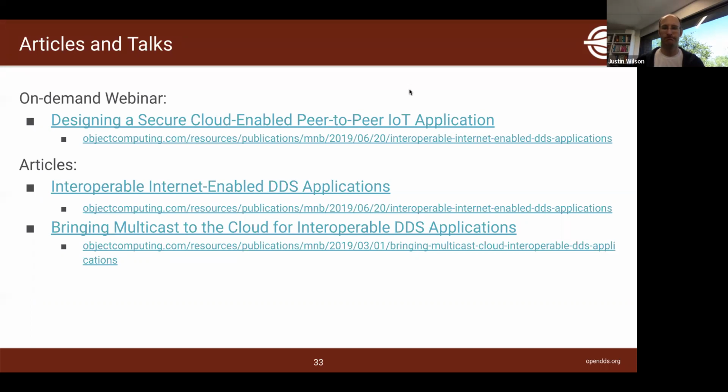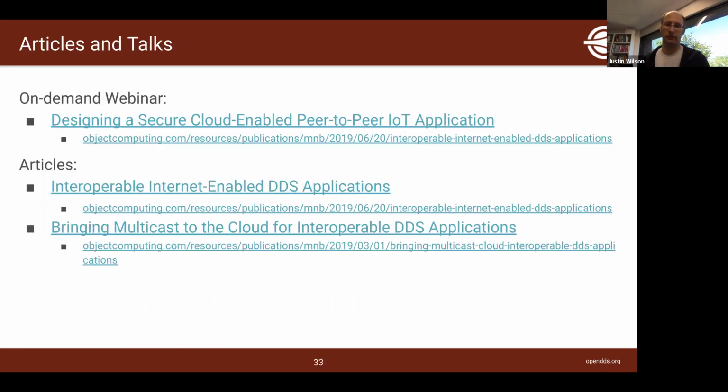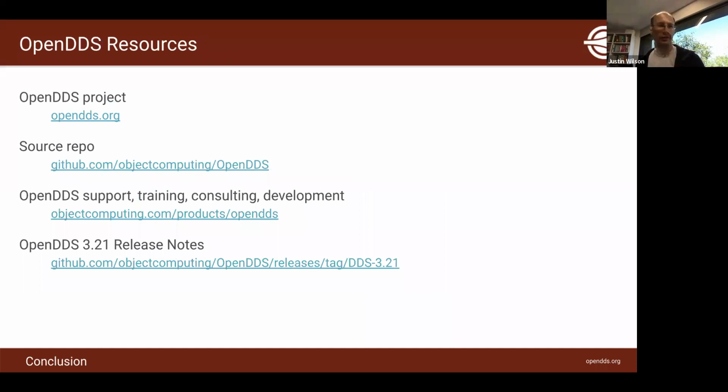Justin, do you want to advance? I think there might be another slide that has some resources and other on-demand webinars in case people are looking for any other content that they might want to reference. Right. These are articles specific to the RtpsRelay and using OpenDDS on the internet. The next slides are general OpenDDS resources, and I think there's maybe one more, which are even more general. Those are just websites for the project itself, source repo, again, our support and training and so on. And then our most recent release is 3.21, and you can read about it on GitHub.